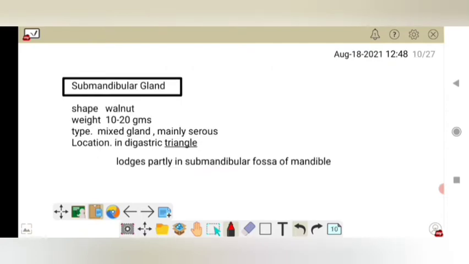Now, submandibular gland, gross anatomy. The shape is like a walnut, weight 10 to 20 grams. What type of gland? It is a mixed gland, but the secretions are mainly serous. Location: it is located in the digastric triangle. It lodges partly in the submandibular fossa of the mandible.